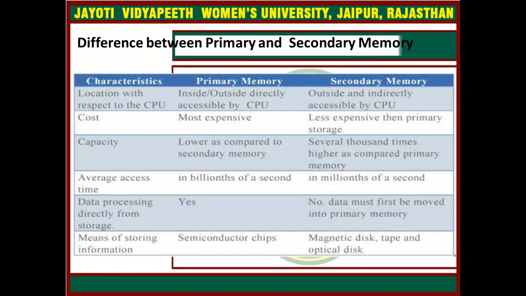The data processing directly from storage is possible in primary memory, whereas in secondary memory there is no data processing directly from storage, and data must first be moved into primary memory. So the means of storing information in primary memory is semiconductor chips, and in secondary memory, magnetic disks, tapes and optical disks are used.